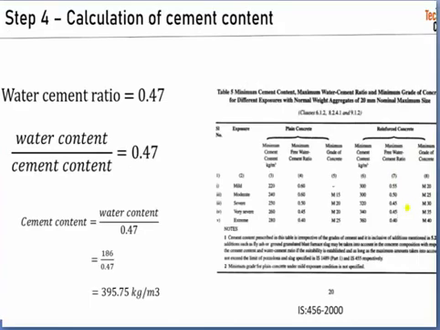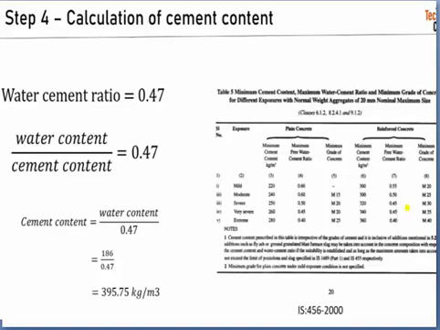Next step is the calculation of the cement content. So the water cement ratio taken for our M20 grade of concrete is 0.47. Water cement ratio means water to the cement content is 0.47. Then water content we have already determined, which is 186 liters. So cement content we can calculate by water content divided by 0.47. So it is 395.75 kg per meter cube. So this is the calculation of the cement content.